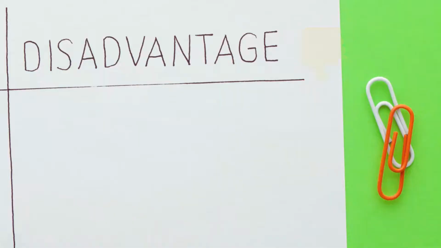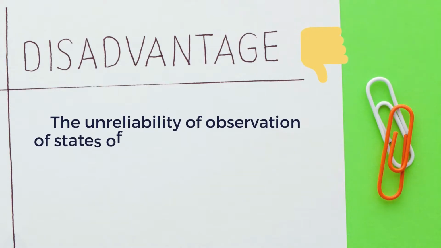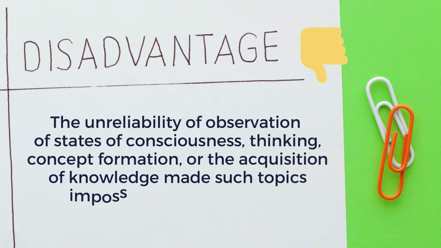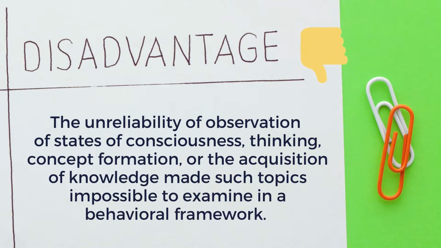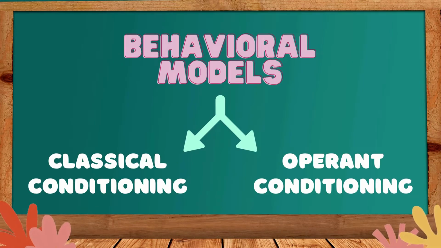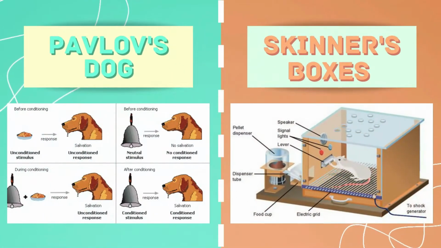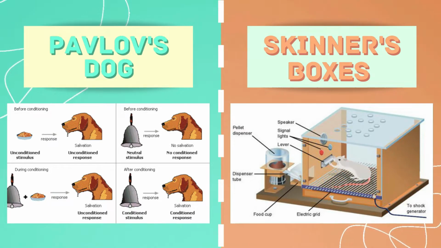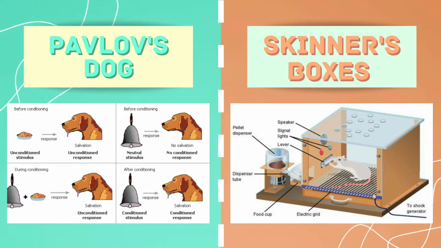The observation of states of consciousness, thinking, concept formation, or the acquisition of knowledge proves unreliable, and thus such topics are impossible to examine in a behavioral framework. Among psychologists, a behavioral paradigm also focused on publicly observable responses. Typical behavioral models were classical and operant conditioning. The classical experiments with Pavlov's dog and Skinner's boxes typify the position that organisms can be conditioned to respond in desired ways, given the correct degree and scheduling of reinforcement.